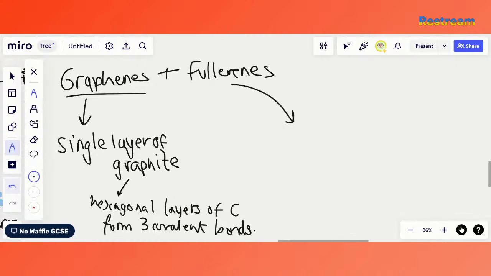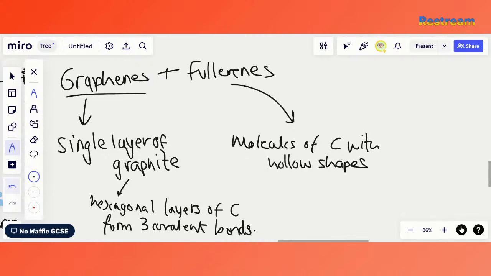So what are fullerenes? Fullerenes are molecules of carbon atoms with hollow shapes. Now, usually fullerenes have hexagonal rings, but they can also have rings of 5 carbon atoms or 7 carbon atoms. So we tend to go around those 3 numbers.